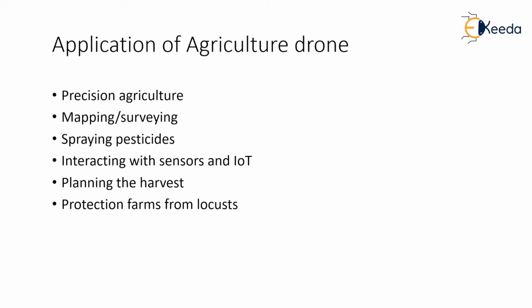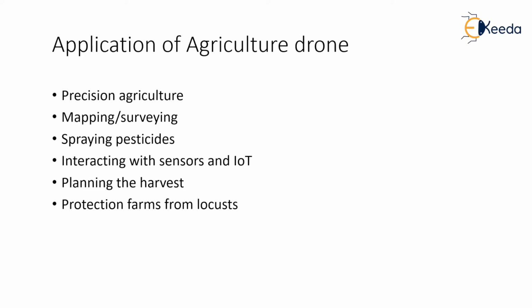Next is spraying pesticides. Spraying is one of the most important use cases for a drone, because large drones can carry many liters of pesticide to actually spray it evenly over the crops. And using light image processing sensors and cameras, you can monitor where all the spraying has occurred, so as to make sure that there is even spraying all over the field.